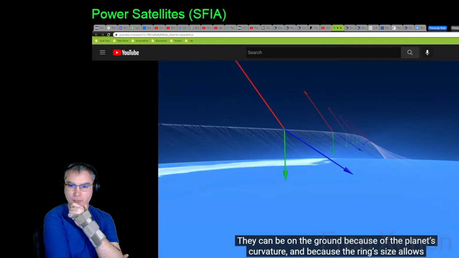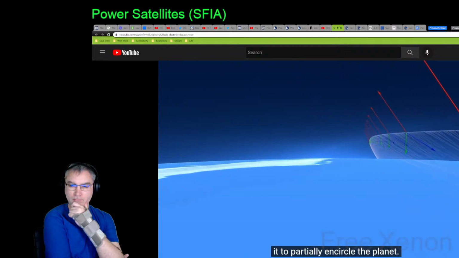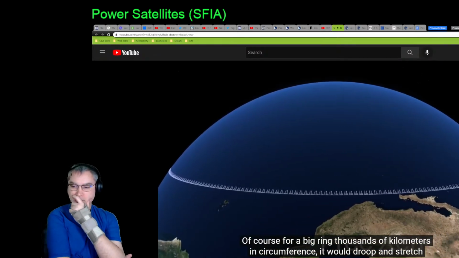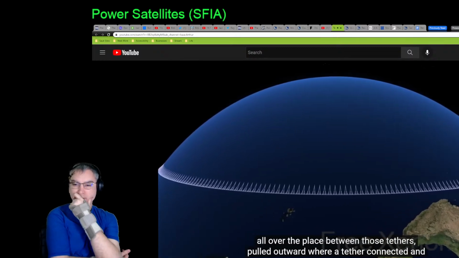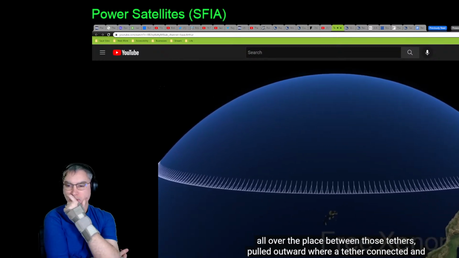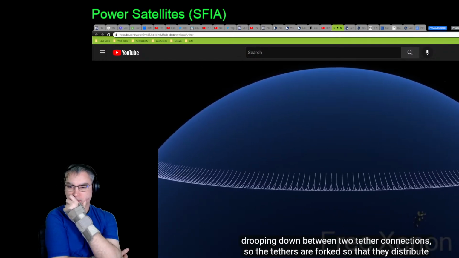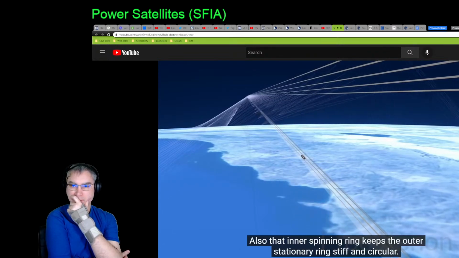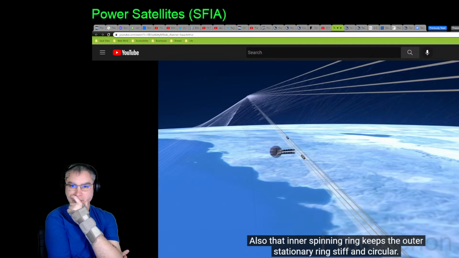They can be on the ground because of the planet's curvature, and because the ring's size allows it to partially encircle the planet. Of course, for a big ring, thousands of kilometers in circumference, it would droop and stretch all over the place between those tethers, pulled outward where a tether connected and drooping down between two tether connections, so the tethers are forked so they distribute their tensile forces more evenly. Also, that inner spinning ring keeps the outer stationary ring stiff and circular.